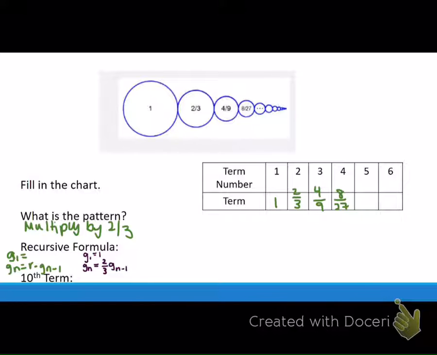So if we're finding our 10th term, I need you guys to have your calculator out. Why can't you just plug it into the equation? The explicit lets you do that. So when we get to explicit, we can do that.